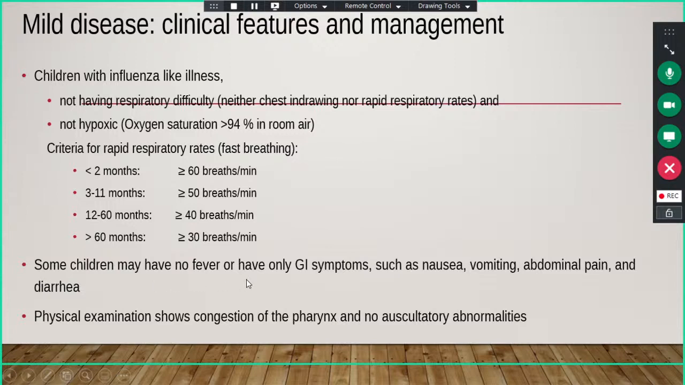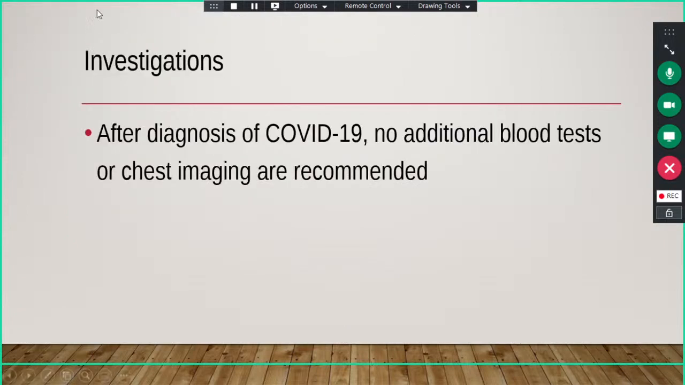Some children may have no fever or have only GI symptoms such as nausea, vomiting, abdominal pain, and diarrhea. That would be 5 to 10%. Physical examination of these patients may show just a congestion of pharynx, no auscultatory abnormality. So a person who is having just cough, cold, fever, no respiratory difficulty, no hypoxia, no other issues, you will say that this is a mild disease. And they do not require any additional blood test or chest imaging once you have made a diagnosis of COVID-19 based on an RT-PCR or rapid diagnostic test.